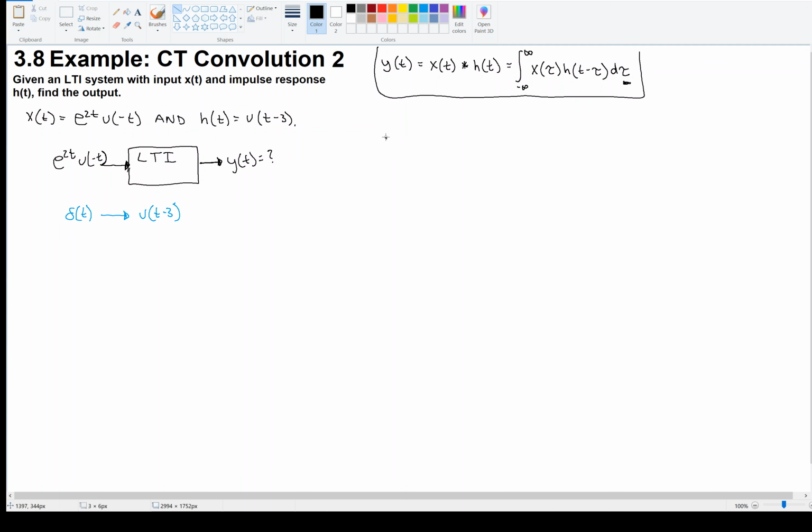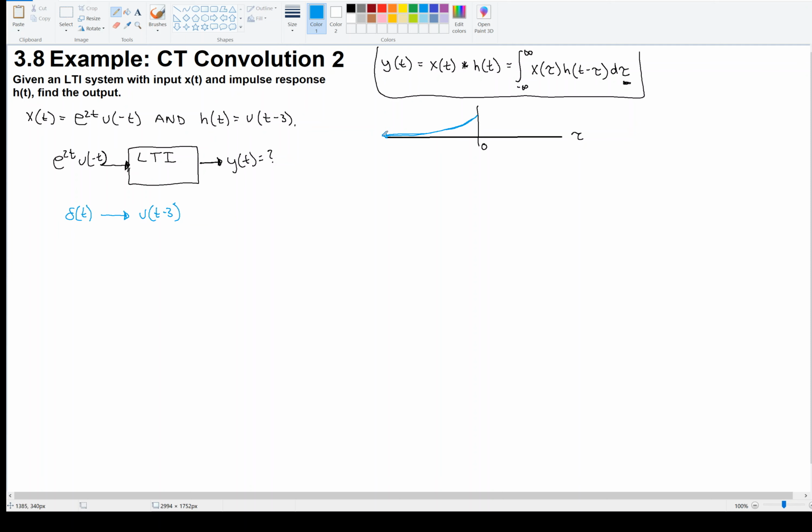So first thing I'm going to do is plot x of tau. So I'm just going to call this tau. Here's the origin. If I replace t's with taus, this would be e to the 2 tau u of minus tau. So what does that look like? Well, this part of it is a flipped unit step. So flipped unit step is 1 over here in quadrant 2 and 0 over here in quadrant 1. And then e to the 2t, that's an exponential increase. So I have an exponential increase over here in quadrant 2, and then I have 0 over here. So that looks like this.